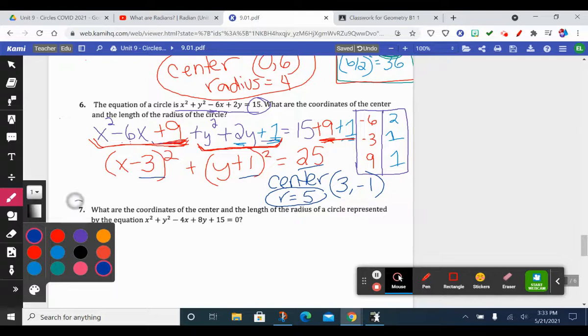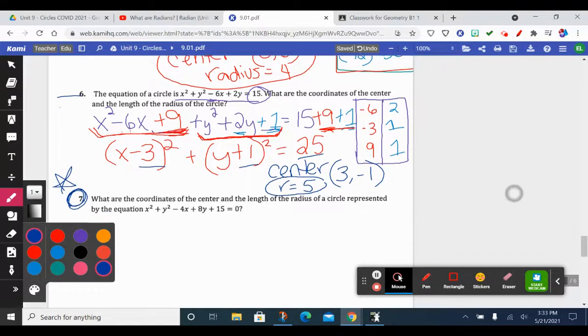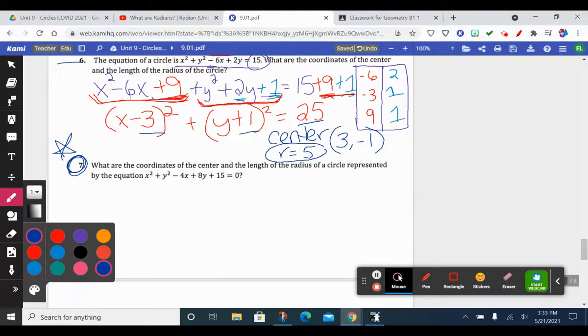I'd like you to try number 7 on your own. If you need to pause and rewatch what we just did with 6, please do. I will give you one little hint: you do need to subtract that 15 across. So if I give you a little setup, x squared, again we want to reorganize, so minus 4x, you'll leave a little space, plus y squared plus 8y, leave a little space, equals negative 15. And then you're going to add a couple things over to the right-hand side. So good luck with number 7.